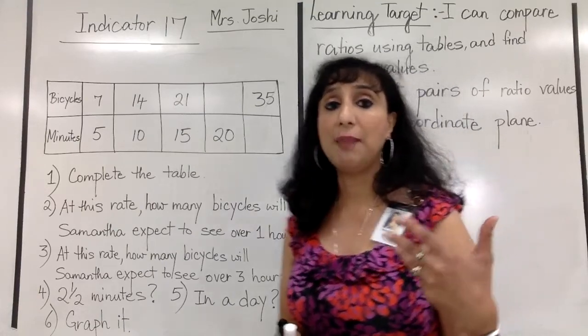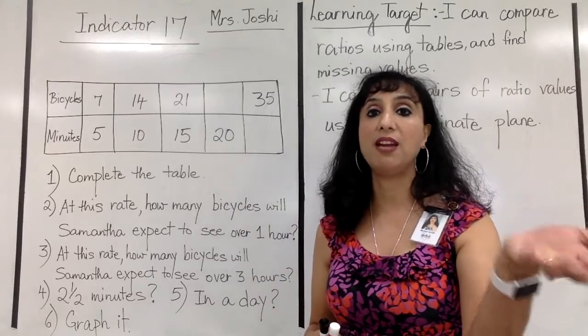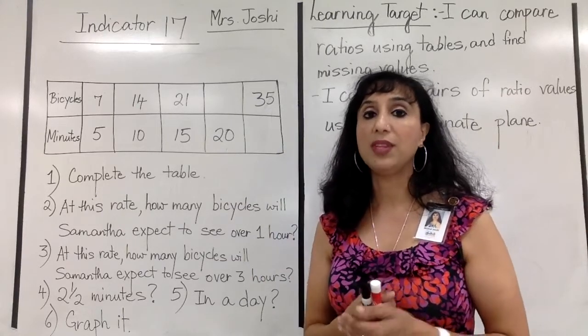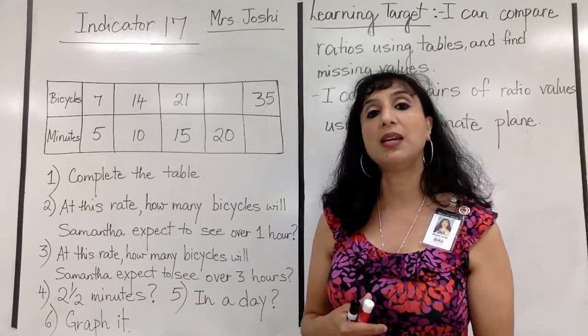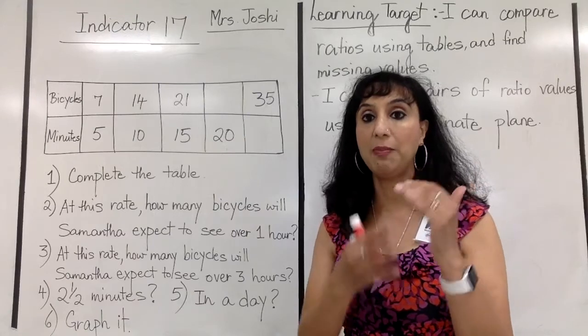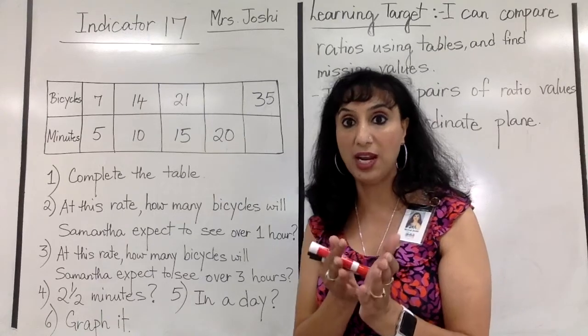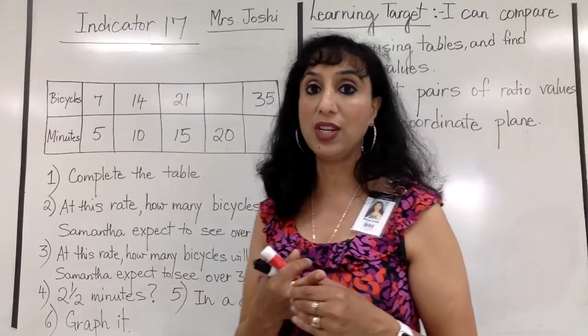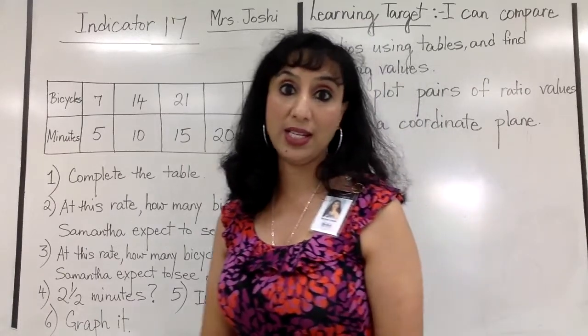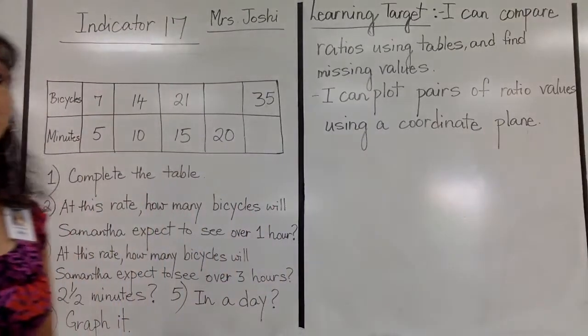Let's say I say 7 bicycles in 5 minutes. See how that is a ratio. You have 14 bicycles in 10 minutes, 21 bicycles in 15 minutes. It is telling you how many are passing in that certain time frame, and that's what makes it a ratio. When we throw in the units, it becomes a rate. So let's look at this.